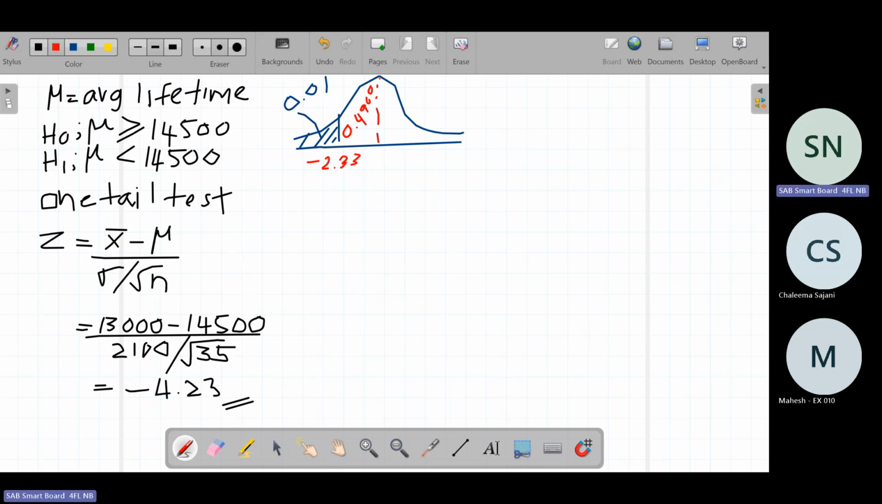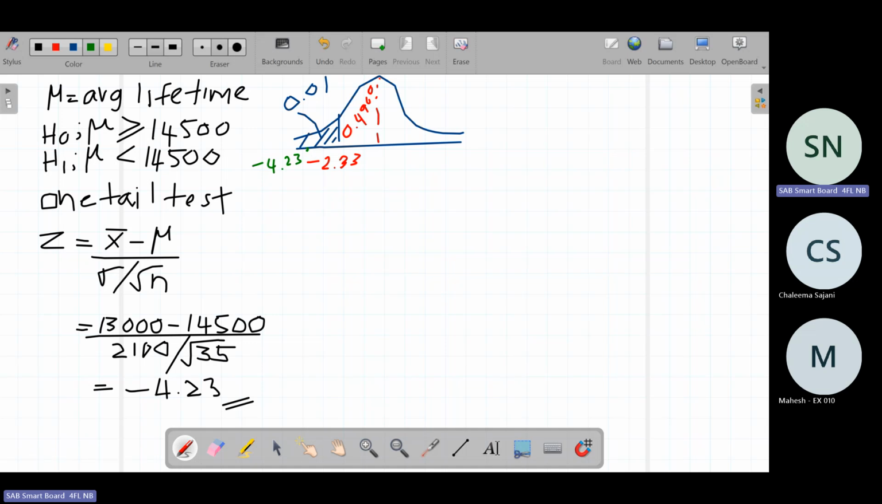Okay, then you can check. Your test statistic is minus 4.23. In which region does it fall, rejection or acceptance? The rejection region. Beyond minus 2.33, minus 4.23 is on this side, somewhere in here. Understood?